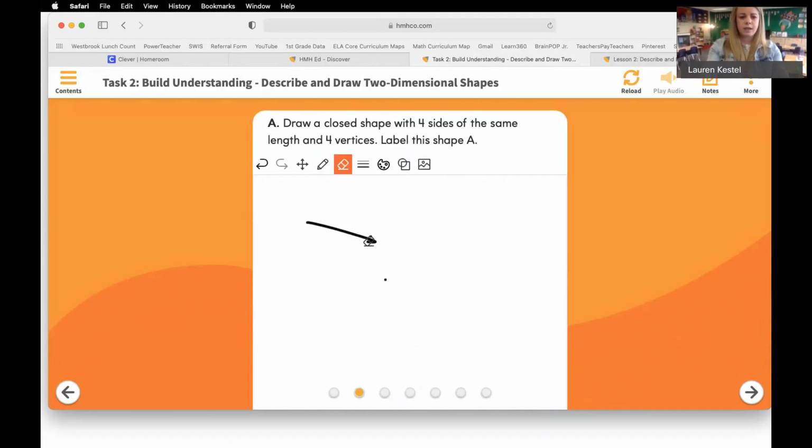Oh, 1 second, Miss Kestel needs to erase here. Oh, my eraser's not working. All right, just ignore those scribbles.